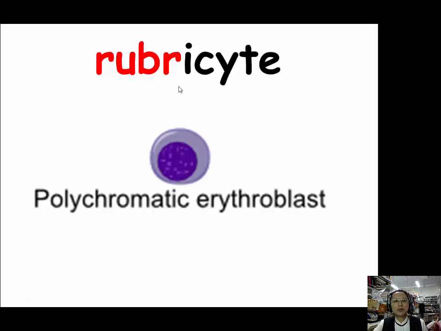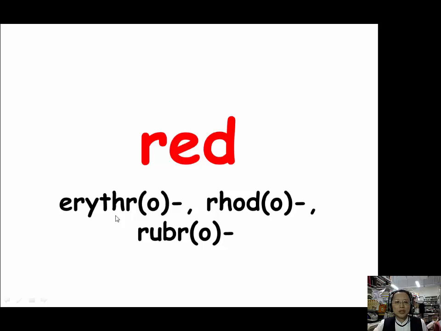We finished the prefixes for red. Now let's review what we've learned for prefixes describing red. We have erythro, E-R-Y-T-H-R-O, rhodo, R-H-O-D-O, and rubro, R-U-B-R-O.